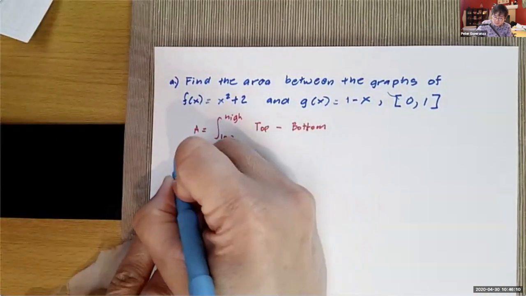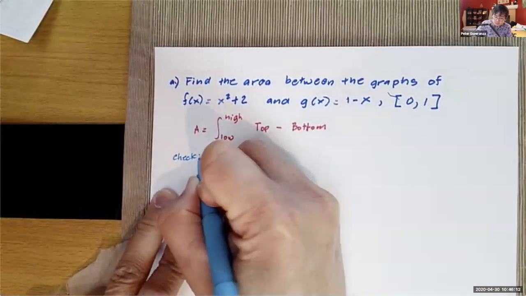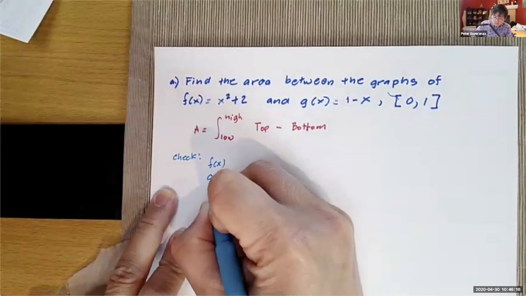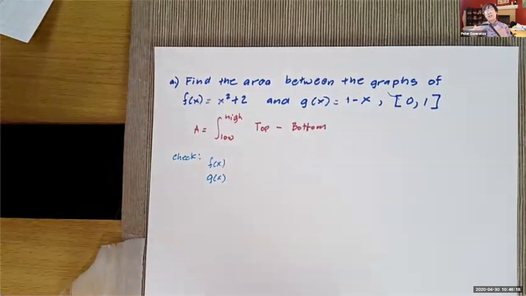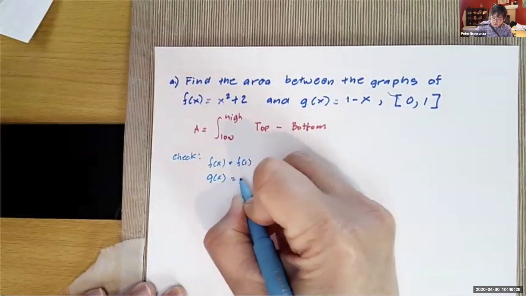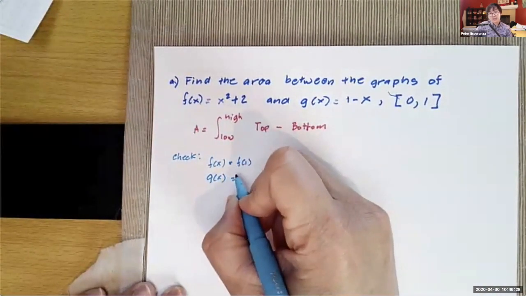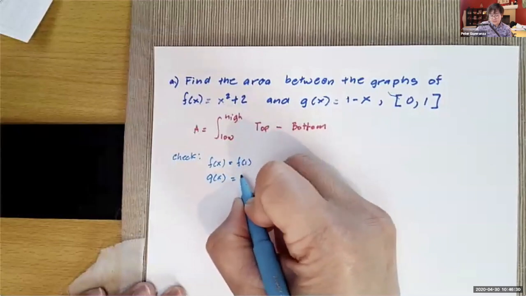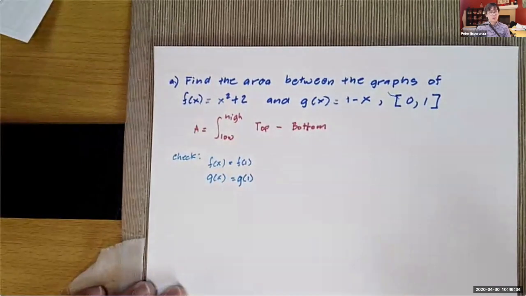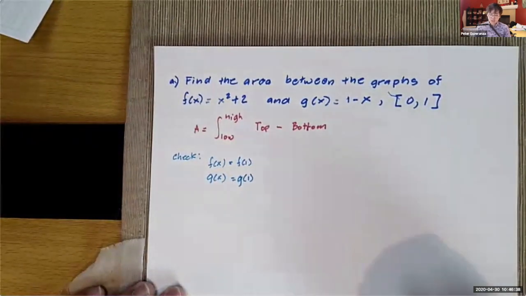So to check which one is top and which one is the bottom, we have f of x and we have g of x. So let's pick a value. Let's say 1, f of 1. So if x is equal to 1, what is the value of the height of the function? And if x is equal to 1 for g, what is the height of the function? So if one is on top of the other or higher than the other, that is the top function.